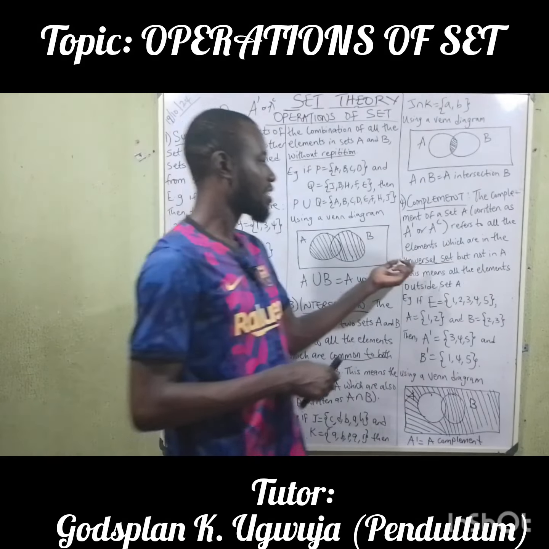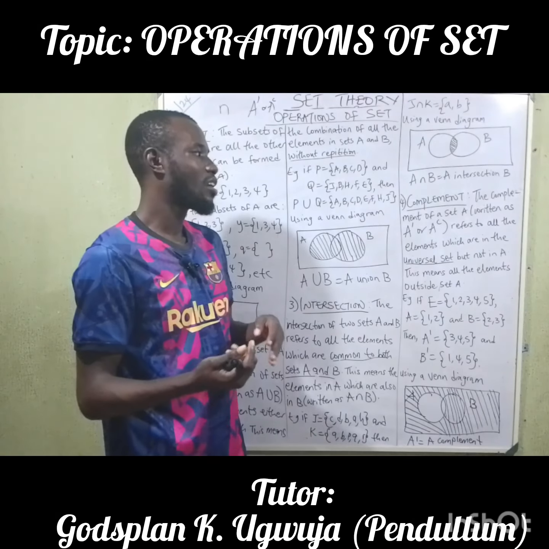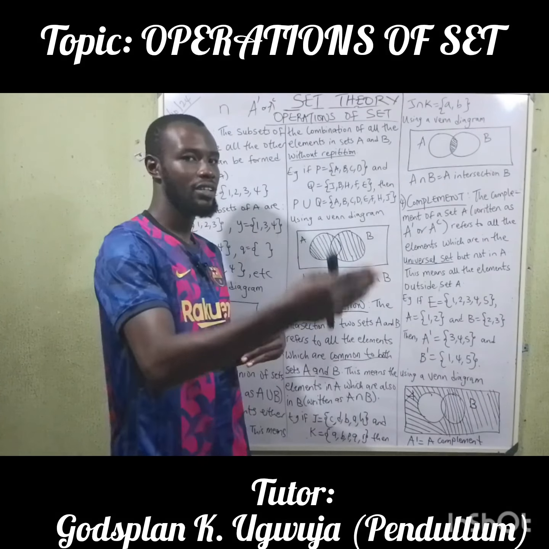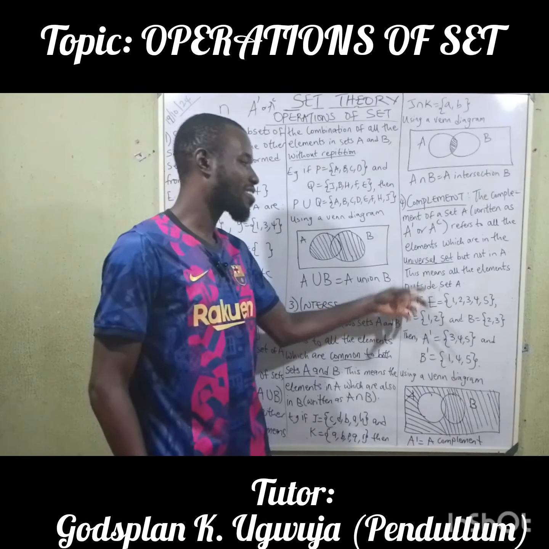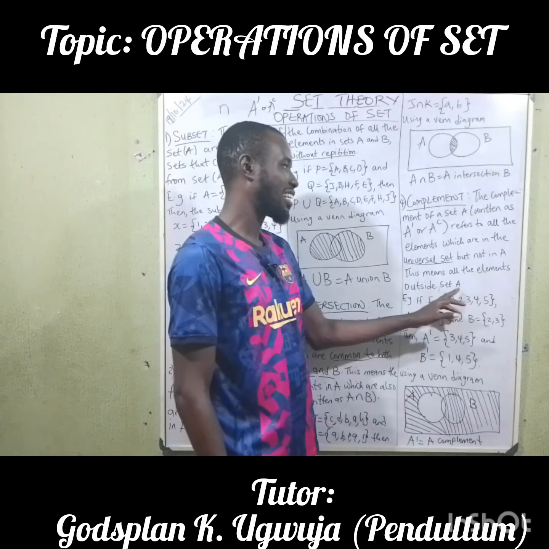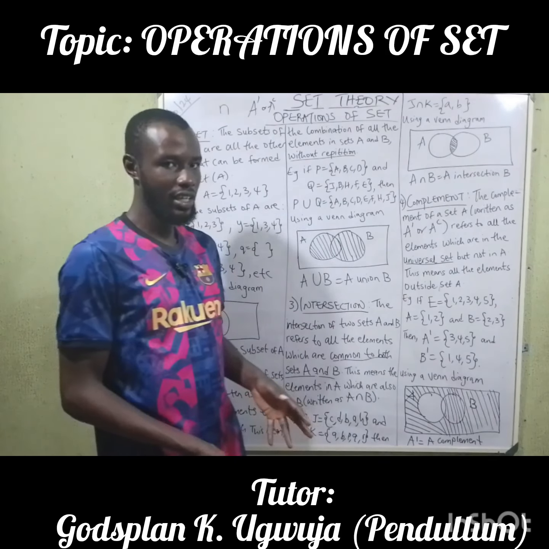Now, in that universal set, they bring out another set and ask for its complement. What they're asking you to do is bring out the elements that are in the universal set but are not in that particular set. So everything outside the set in question, everything outside set A in this case. So what is in the universal set that you can't find in A?